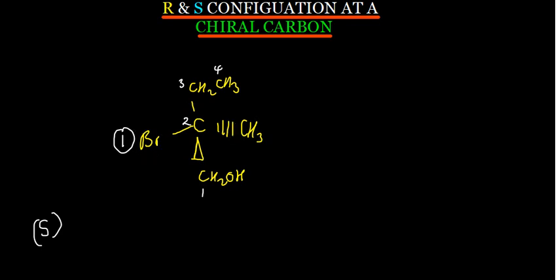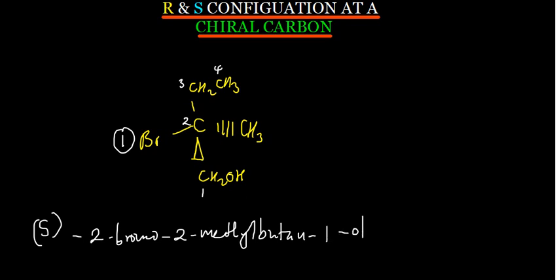So this is going to be S, 2 bromo, and then we have 2 methyl. This one has 4 carbons. I can say butane. Position number 1, I've got the alcohol functional group, butan-1-ol. So that is going to be the name, or I could have said S-2-bromo-2-methyl-1-butanol. So that is going to be the name of this one.